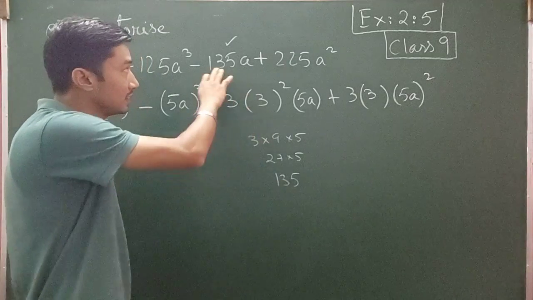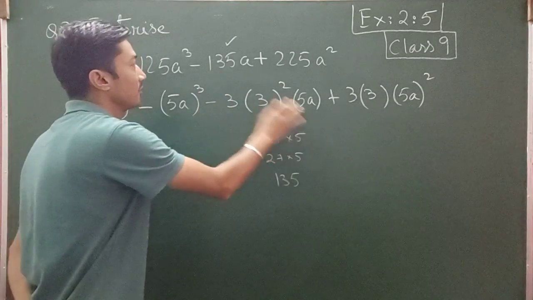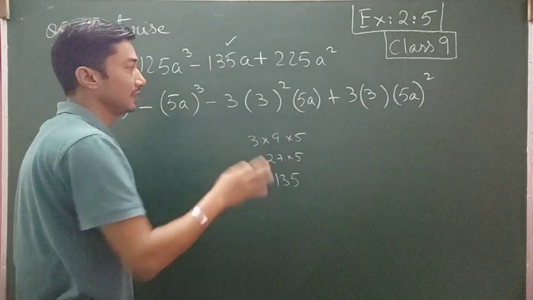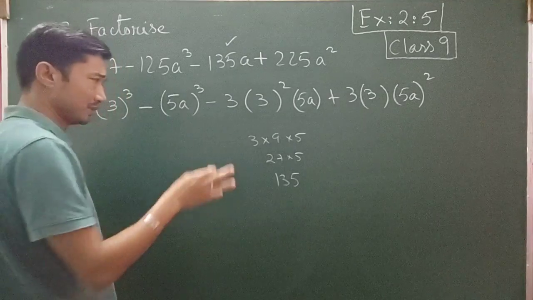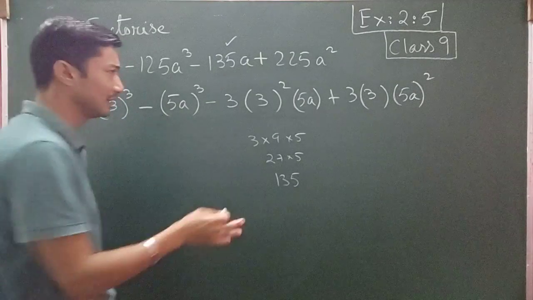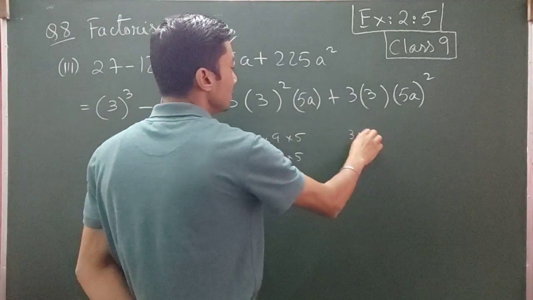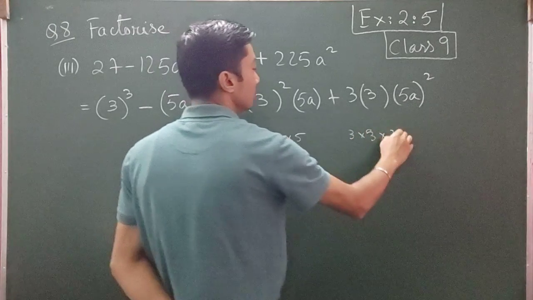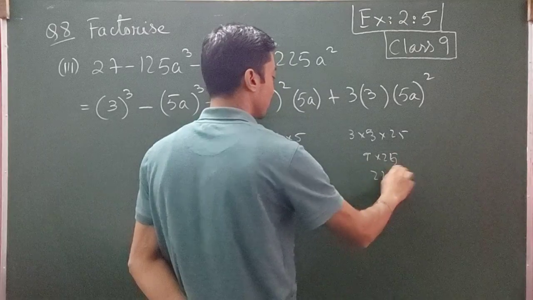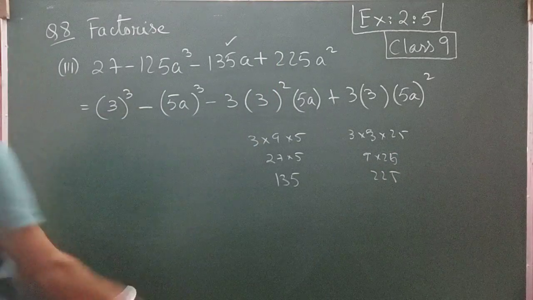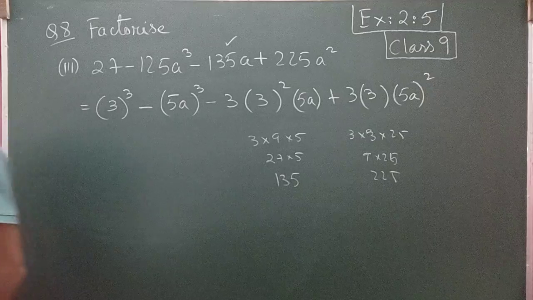That means we're not doing anything of our own. This is nothing but 135a written in the expanded form or in the modified form of the identity, something like that. This is 3 into 3 into 25. So 3 3s are 9 into 25. So that's of course going to be 225. So that's also 225a squared, isn't it?